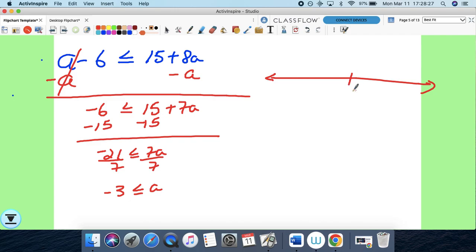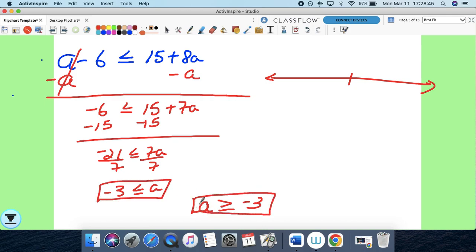Graph my solution. And again, if you don't like this way and you want to switch it, switch it. A is greater or equal to negative 3. So you can switch sides. The a goes to the other side and negative 3 goes to the right side, but you switch the sign. So this or this, right? Same thing. Now, that says negative 3. I'm going to keep it to the original. The original said negative 3 is less than these numbers.